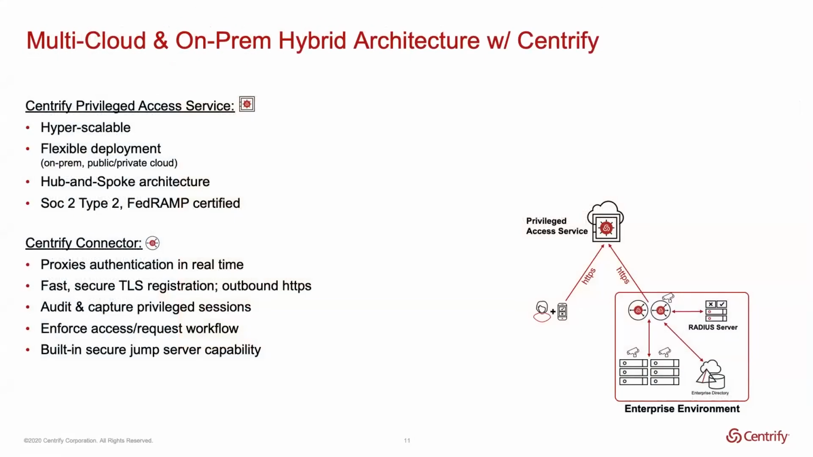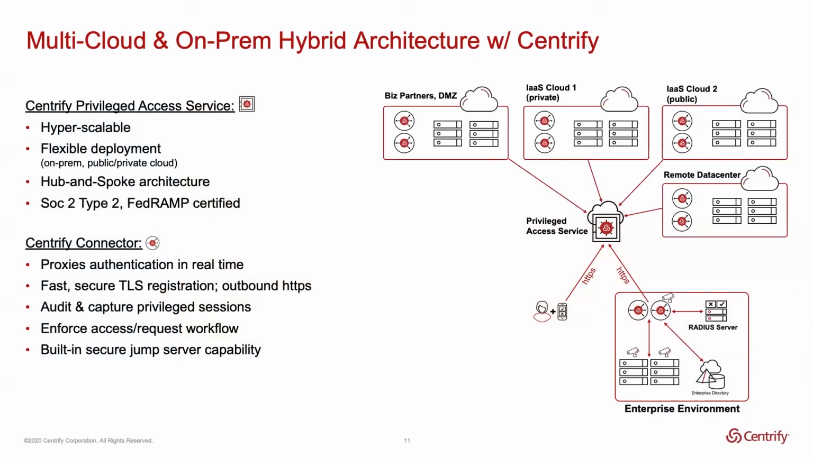So talking about the architecture a bit, the way that Centrify has been architected, if we think about it, it's really a hub and spoke model. Now, the Privileged Access Service was developed as a cloud-first platform. We were the first PAM as a service, if you will. We are the only PAM as a service that is also FedRAMP certified.